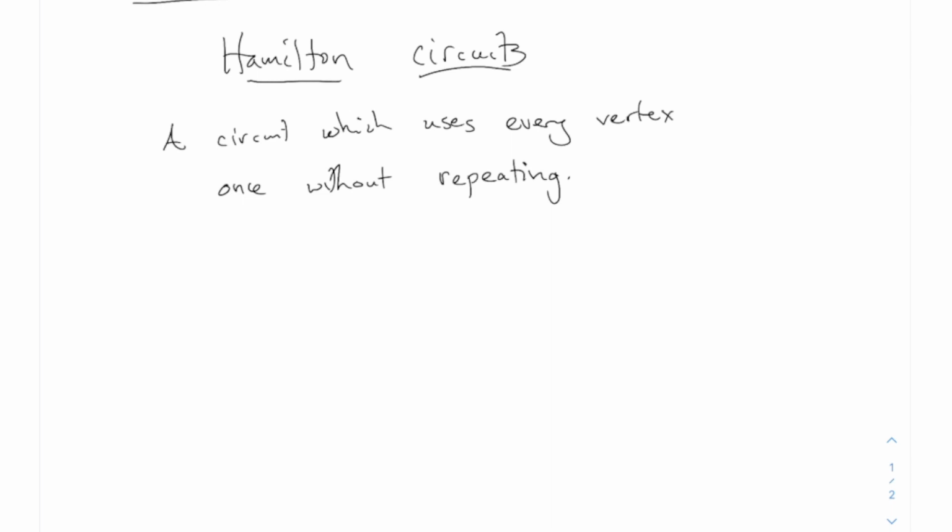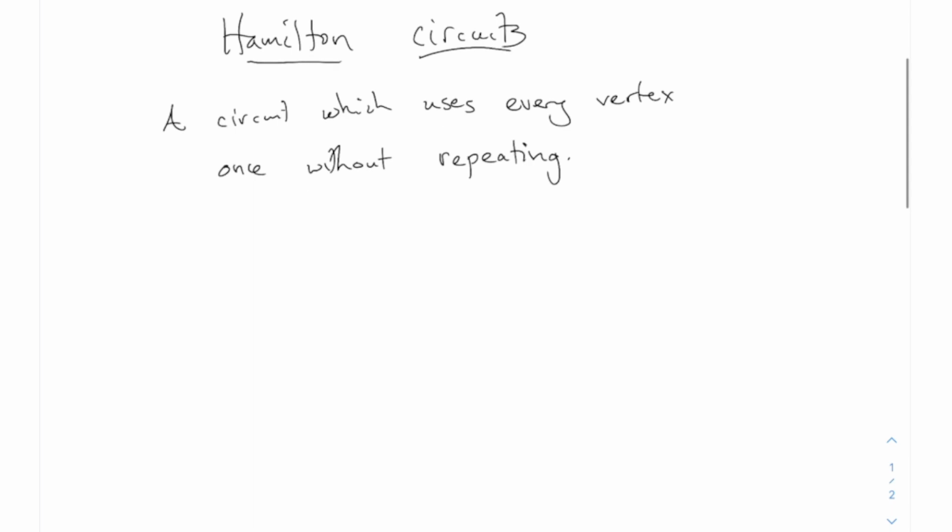Anyway, a Hamilton circuit is a circuit which uses every vertex once without repeating. An Euler circuit is for edges. A Hamilton circuit is for vertices. Otherwise, it's the same concept. But as you will quickly see, the way of dealing with Hamilton circuits is totally different from the way of dealing with Euler circuits. The methods that you use are completely different. Even though they seem like superficially similar ideas, they are actually not very similar at all.